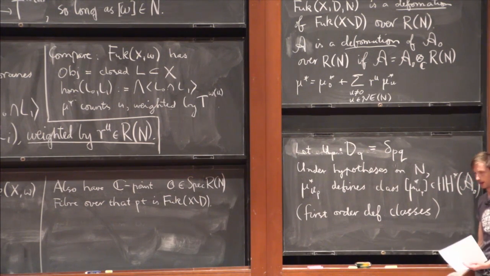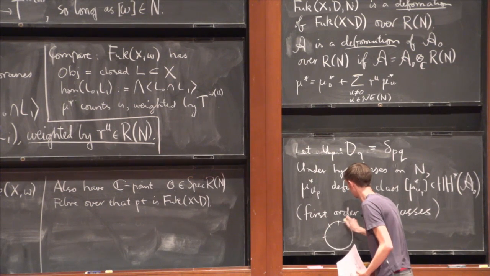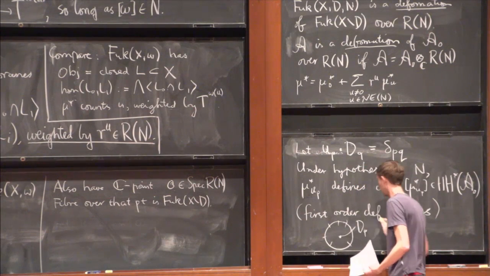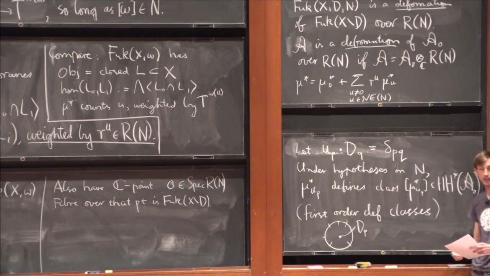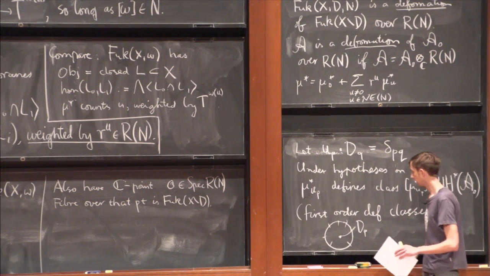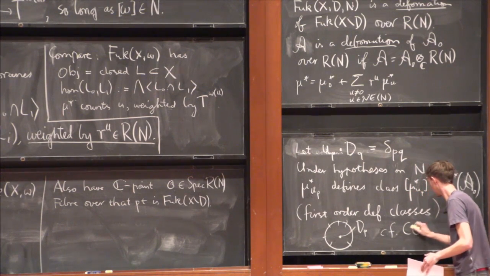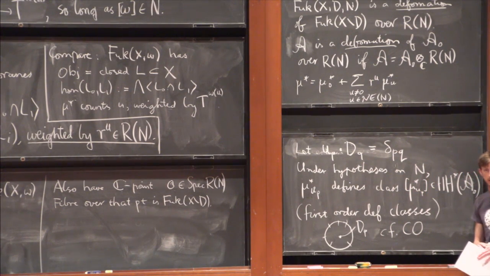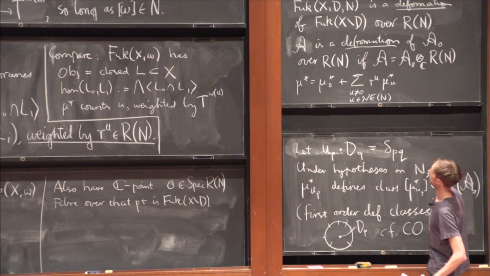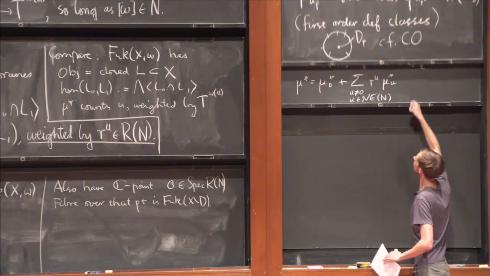So how are they defined explicitly? Well, they count holomorphic disks which intersect D_P in one interior point and none of the other divisors. You should compare this with the closed-open map from symplectic cohomology to Hochschild cohomology, in case you're familiar with that.